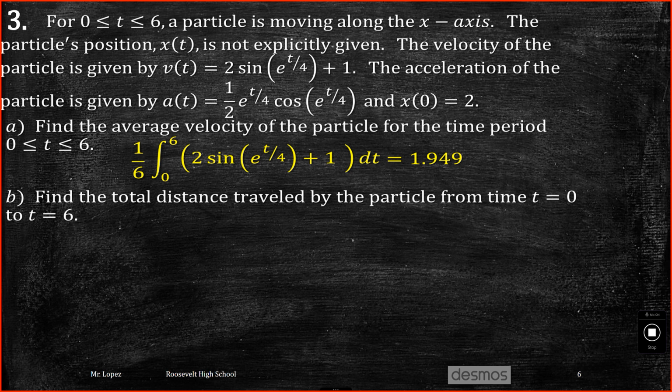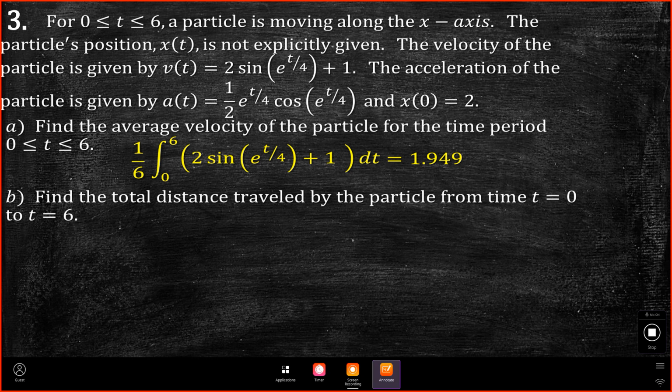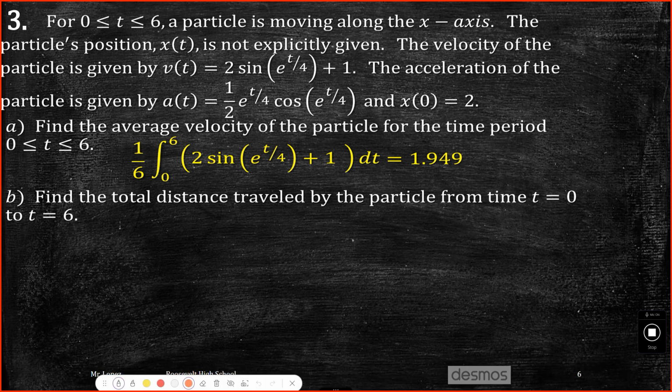Now, what are we gonna put in for that part? The integral function. So we are gonna go from 0 to 6. Annotate. Total distance. Integral from 0 to 6. What goes in there? Find the total distance traveled.